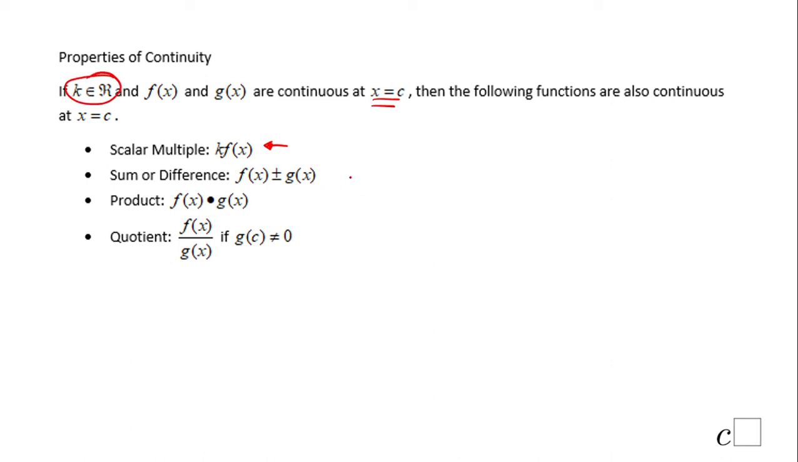The second statement tells you if you have two continuous functions at x equals c, the sum or the difference of those two functions is going to be continuous at x equals c. The third statement says something very similar, the only difference is we have a product. If we have two continuous functions at c, the product is a function that is continuous at c. And the last one is talking about the quotient. If the two functions are continuous at x equals c, and g of c is different than 0, you need to be careful of that, then the quotient of those two functions is a continuous function.